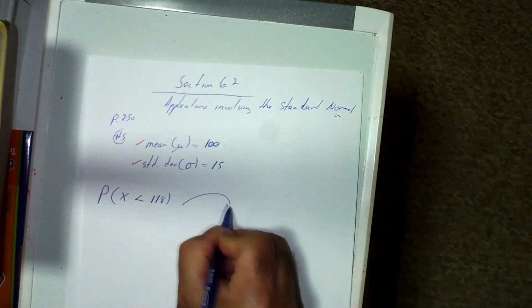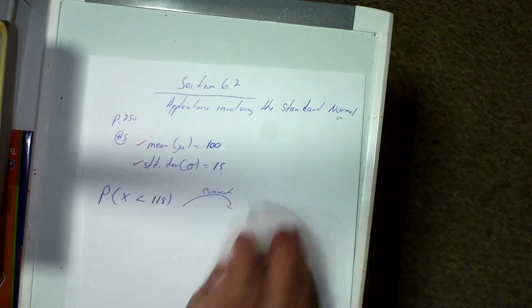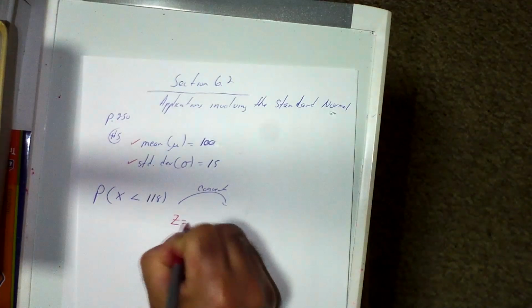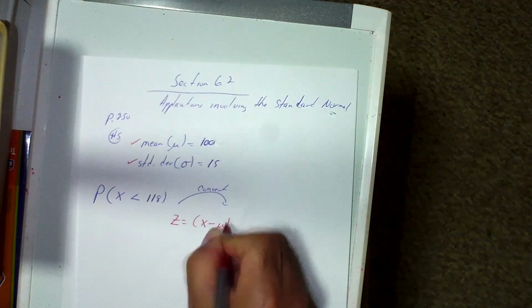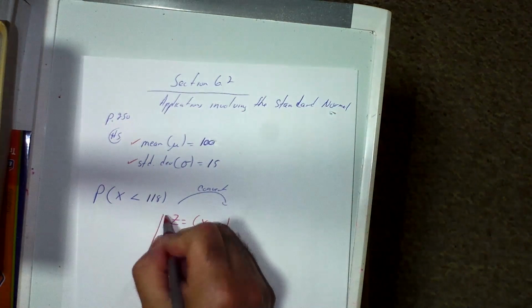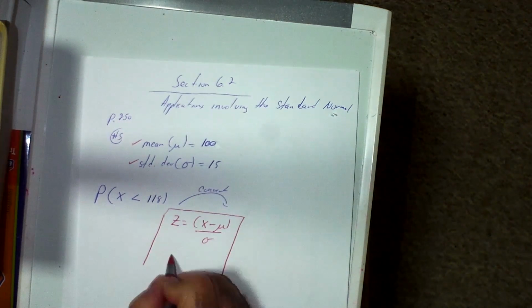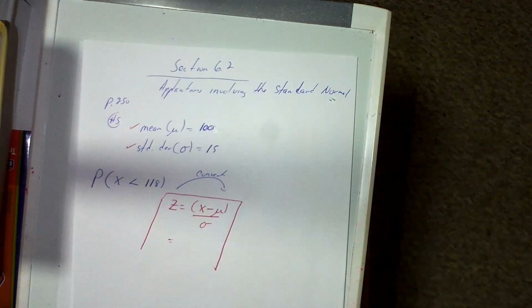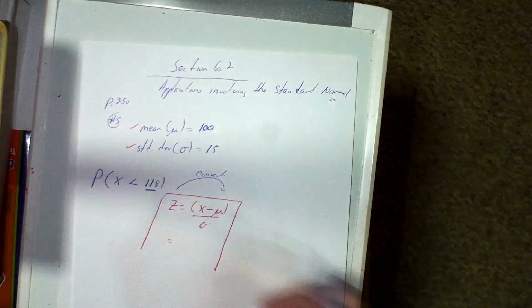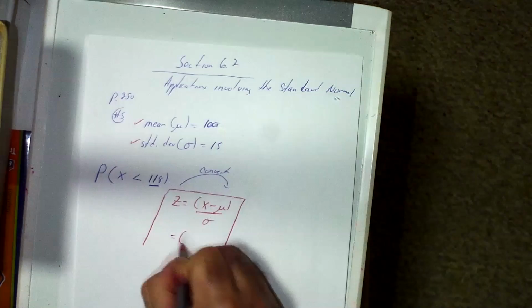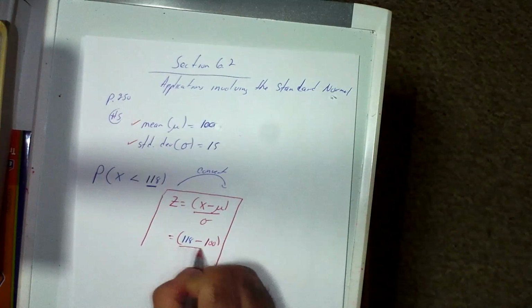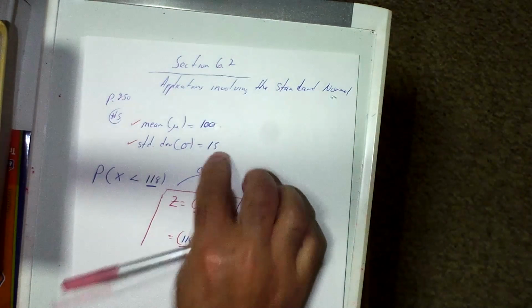So we're going to convert, and remember that formula that I circled. We're going to be using the formula z equals x minus mu over sigma. That's my conversion formula. I'm going to plug in the numbers. The x value is going to be this 118, minus mu, 100, and then we divide that number by 15, my standard deviation. And you're going to calculate it.